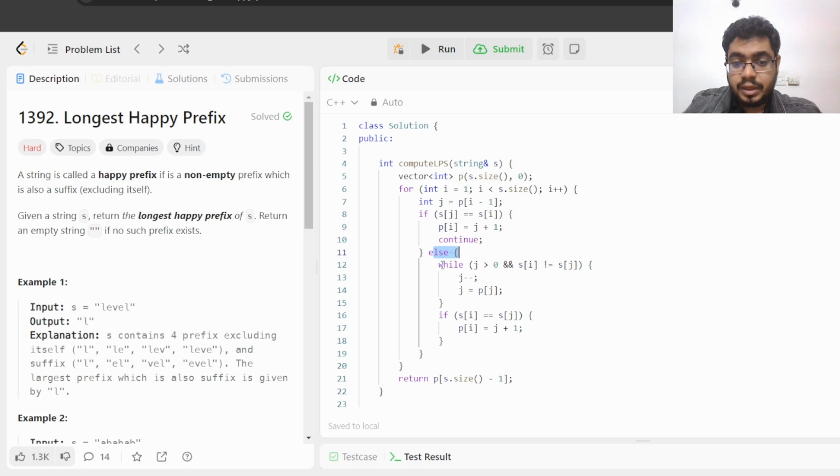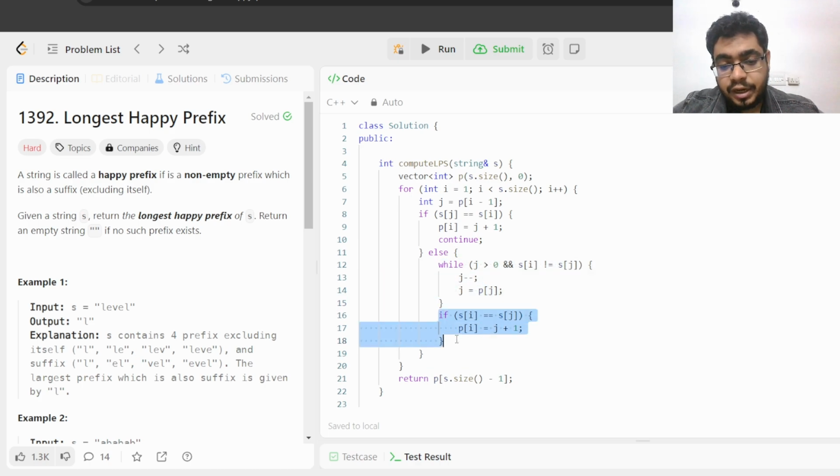Otherwise, I'll run a while loop and start going back. So till the time j is greater than 0 and the characters do not match, I'll do j minus minus followed by LPS of j. So minus minus because why? Because this was the character that we were trying to match, but it did not match. So we go to the last character which matched and see the longest suffix which was same as prefix and go to that point. So j minus minus for going to the last character which matched, and j equal to LPS of j for going to till where it actually matches. So that is the idea of this while loop.